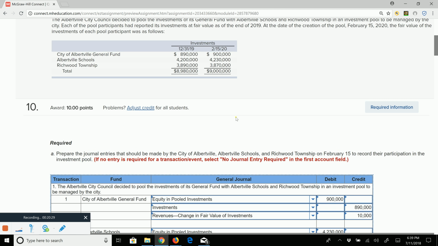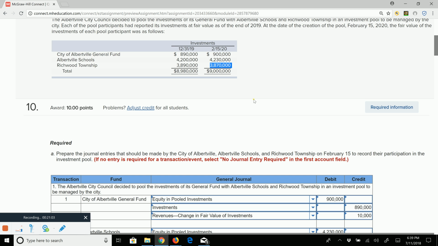Okay, so these governments decided to pool their investments, and I'm highlighting it here, on February 15th, 2020. On that date, the city had an investment portfolio with a value of $900,000. The school district had a portfolio with a value of $4,230,000. And Richwood Township had a portfolio with a value of $3,870,000.